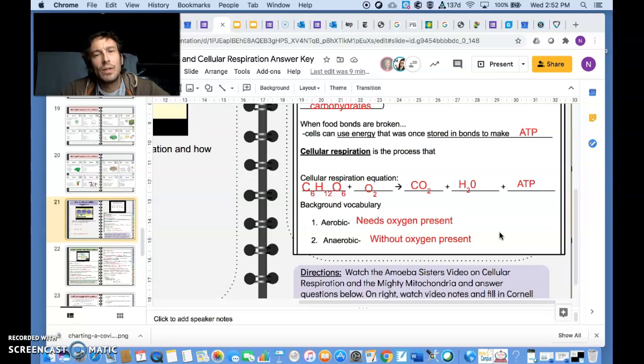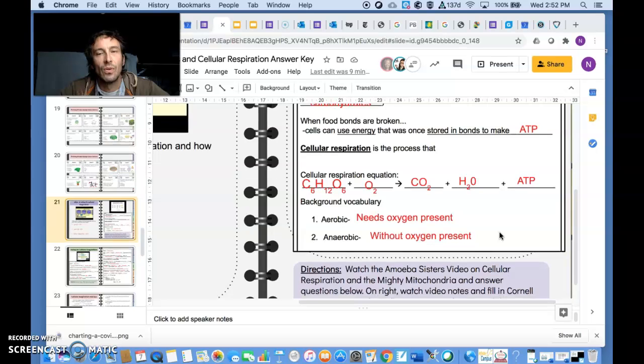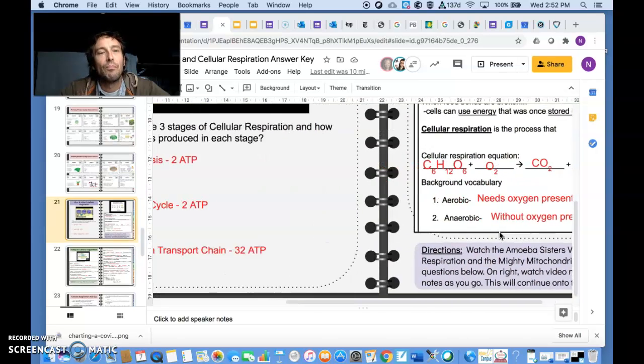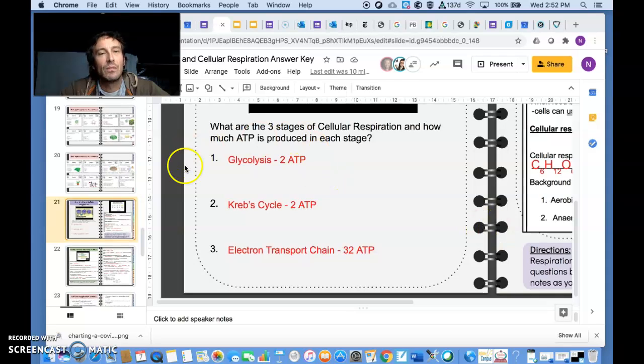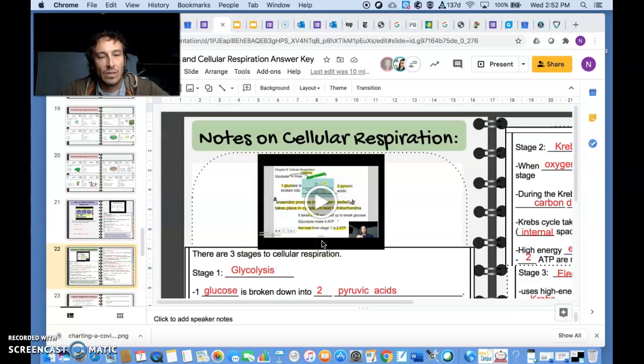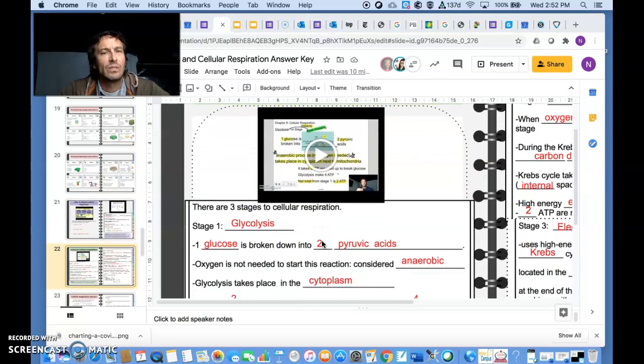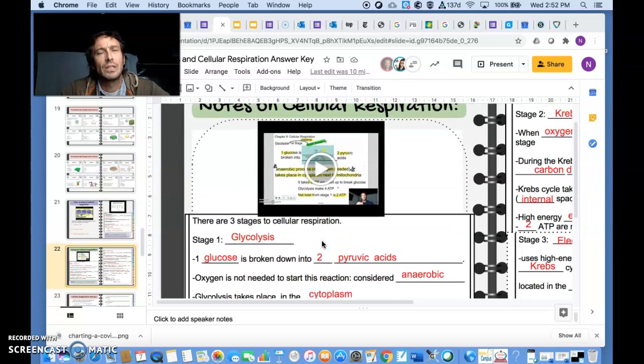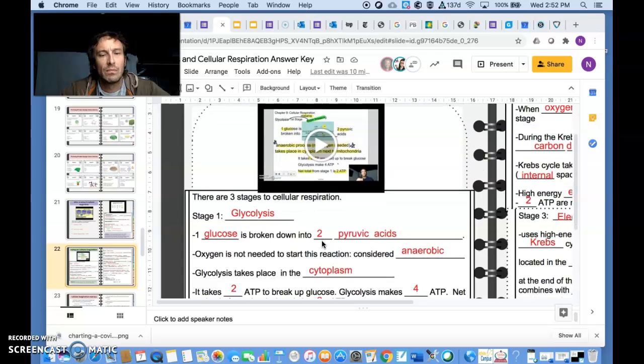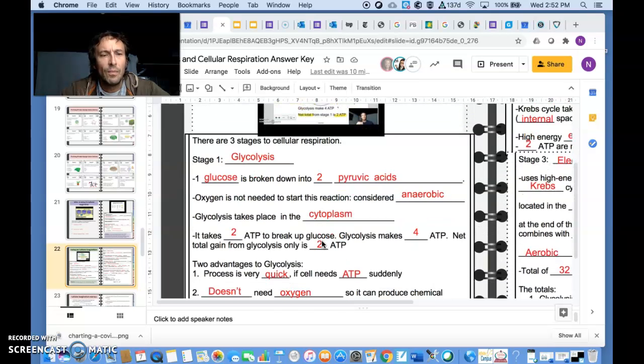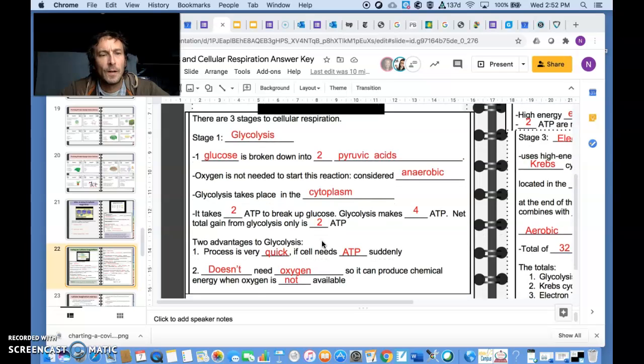Some vocabulary that you should be aware of. Aerobic versus anaerobic. Aerobic meaning pertaining to air, and in this case we're talking about oxygen, and anaerobic pertaining to not air, right? So without oxygen. So part of these steps take place and require oxygen, and some don't. And that's what we're going to get into. That's what I got into in the notes yesterday. So hopefully you were able to fill these notes out as you went from watching the video, but just in case, you can check your work here.